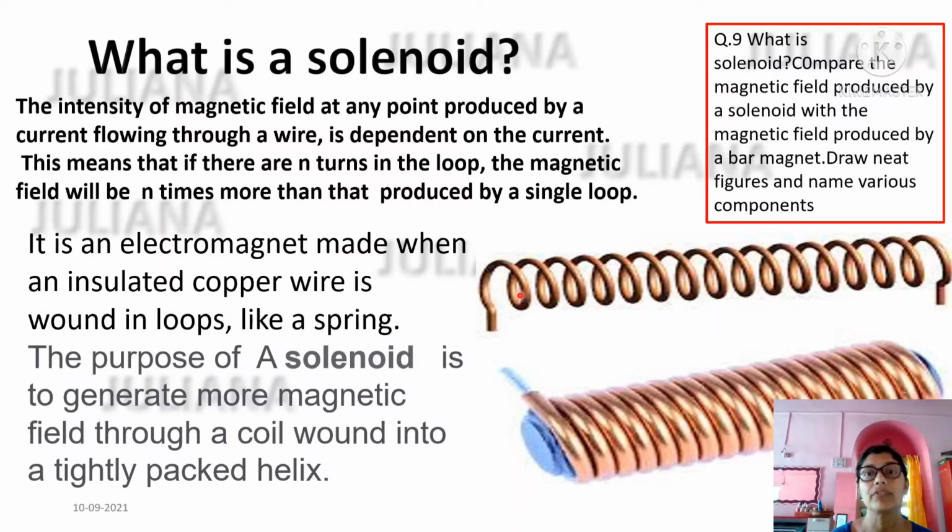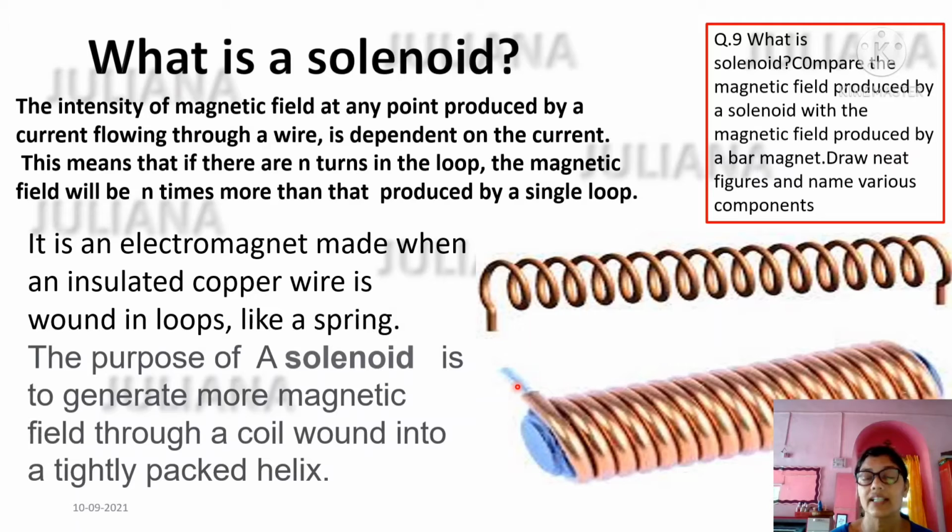The intensity of the magnetic field produced at each point will depend upon the amount of current flowing. If you want to increase the magnetic field, you will have to increase the current flowing through it. And for that, we can curl this conductor into many turns. Any conductor which is shaped like a helix consisting of many turns, which is in turn connected to the battery, which now acts as an electromagnet, can be called a solenoid. So in simple terms, a solenoid is nothing but an electromagnet, which is prepared when an insulated copper wire is wound like loops into a spring.